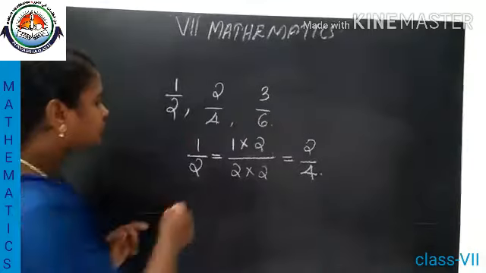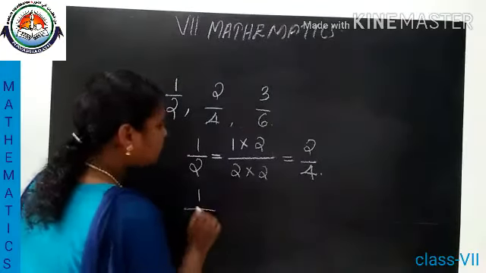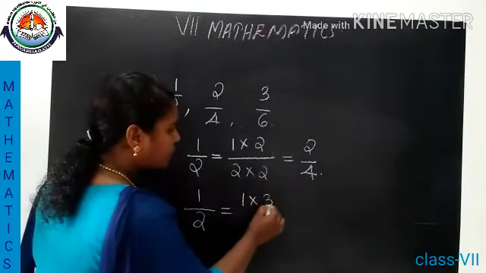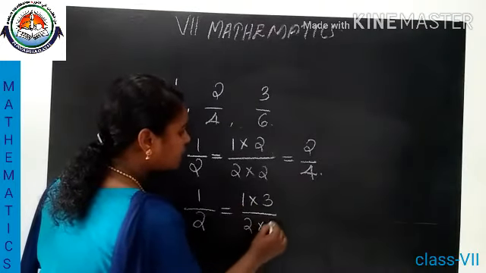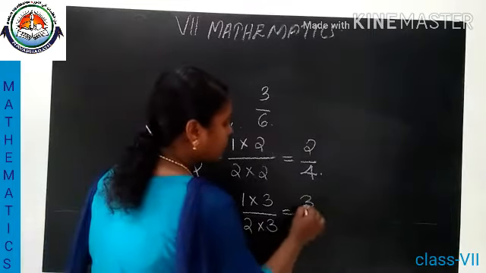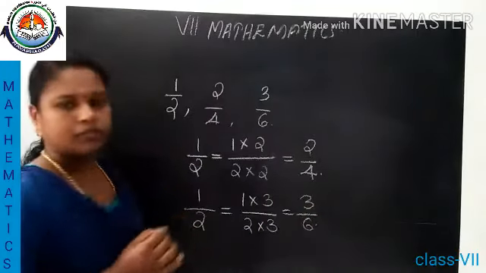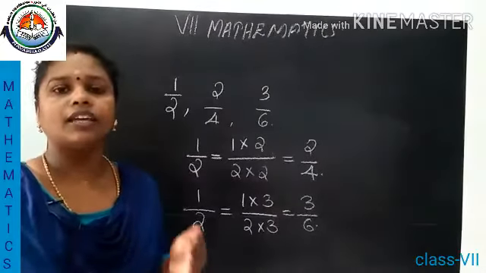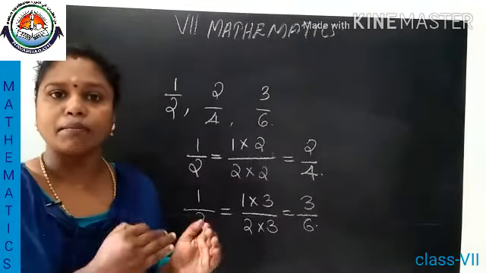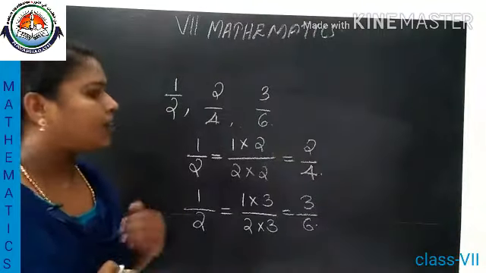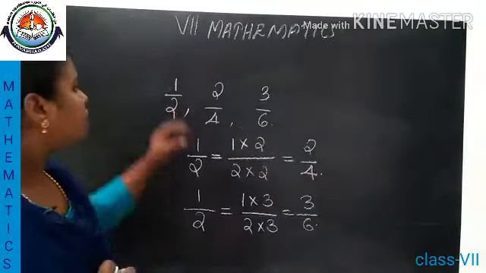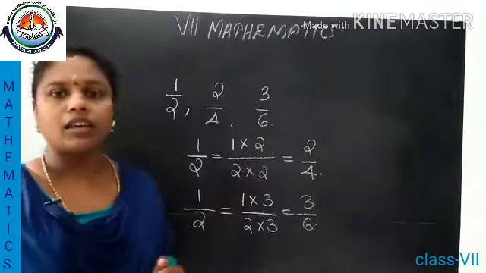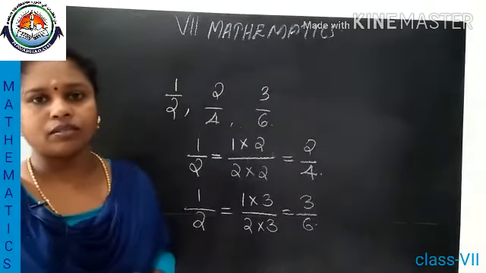And we can change this 1 by 2 into 3 by 6 also. That is, we need to multiply the numerator and denominator by 3, then it will be 3 by 6. So if you multiply the numerator and denominator by the same number, same factor, we can say that they are equivalent fractions. So here 1 by 2, 2 by 4, 3 by 6 are equivalent fractions.